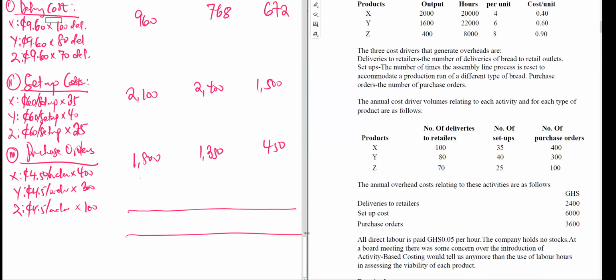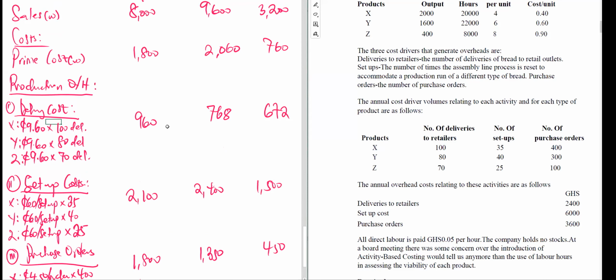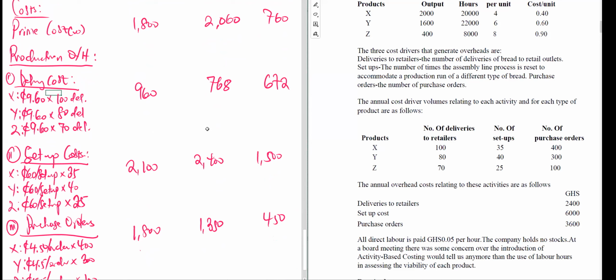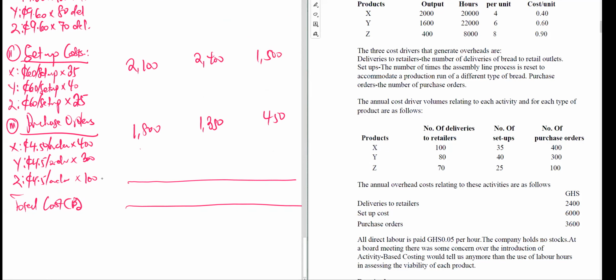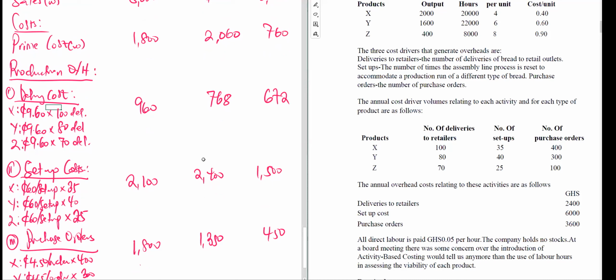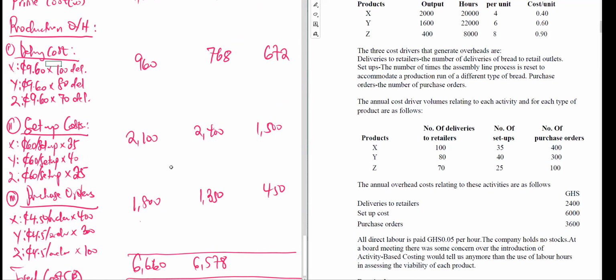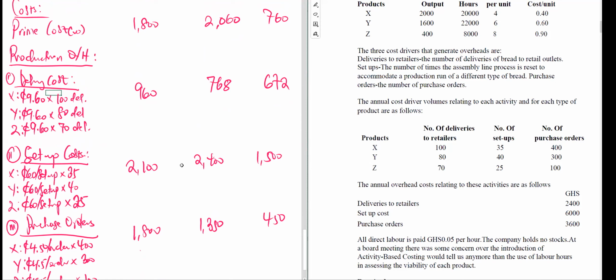I believe we can get our total cost, right? Which we can call B, because we already have A as the sales, right? So in that case, let's add our cost from prime cost down to overhead. So for this one we have 1,800 plus 960 plus 2,100 plus 1,800. That gives us 6,660, right? Then I have this one. That is 2,060 plus 768 plus 2,400 plus 1,350. That's 6,578. Then I come here to 760 plus 672 plus 1,500 plus 450.